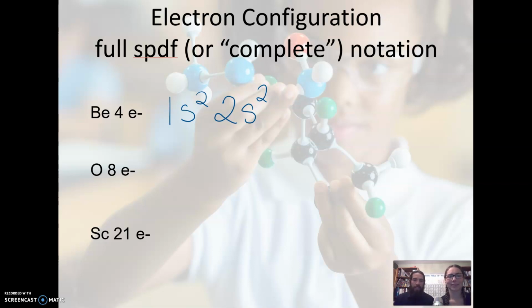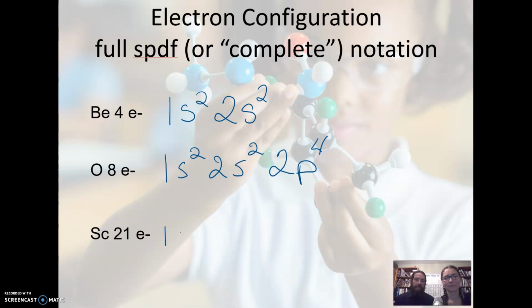For oxygen, same approach. We're going to have the 1s2, we have 8 total electrons, 2s2, that s will only hold 2, and we go to the p. And so we need a total of 8, we have 4, this is going to be a 2p4.